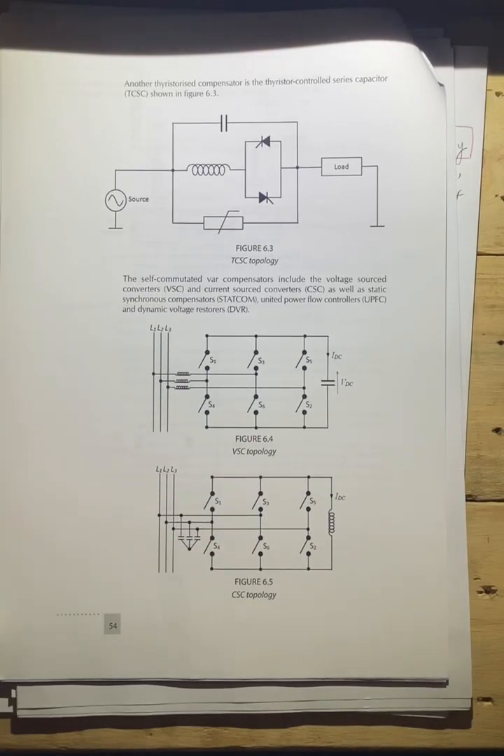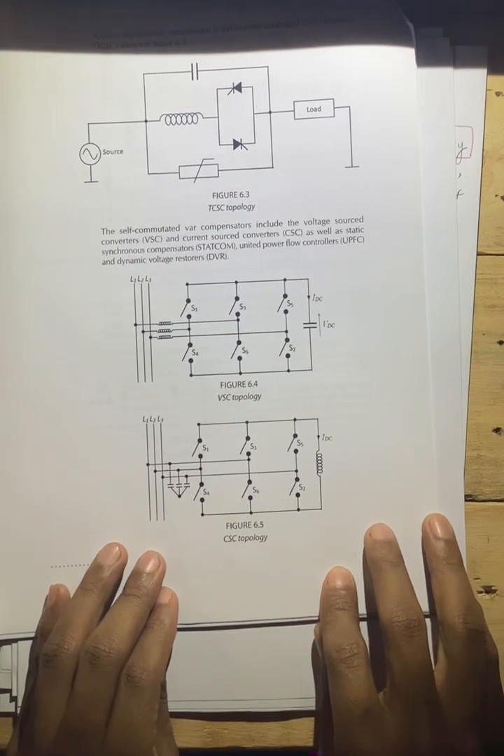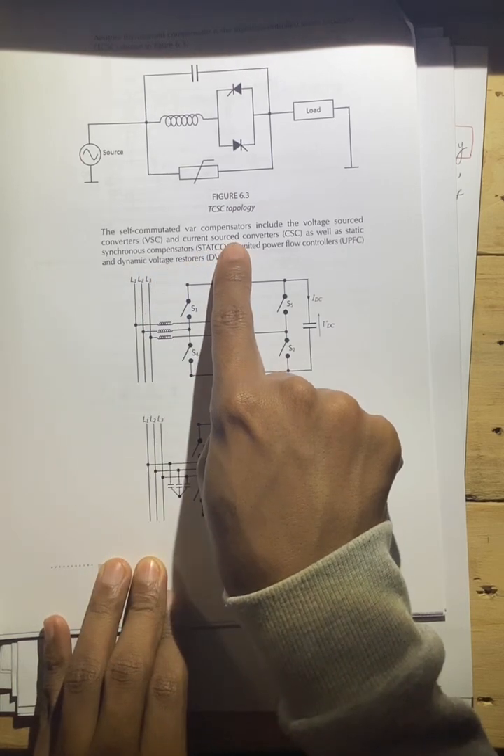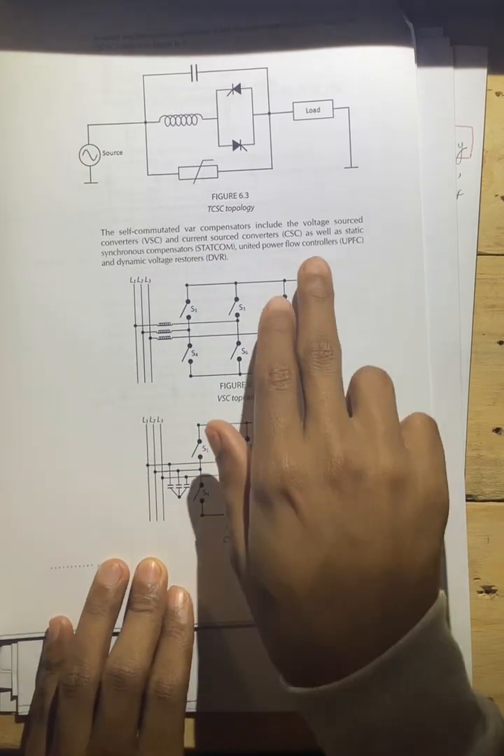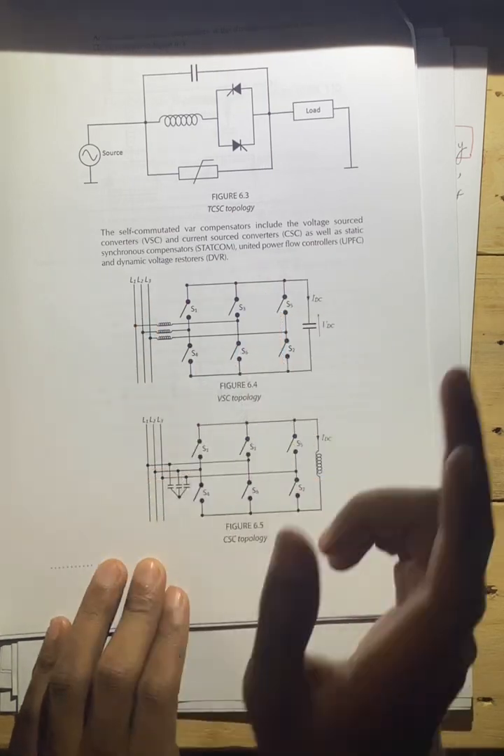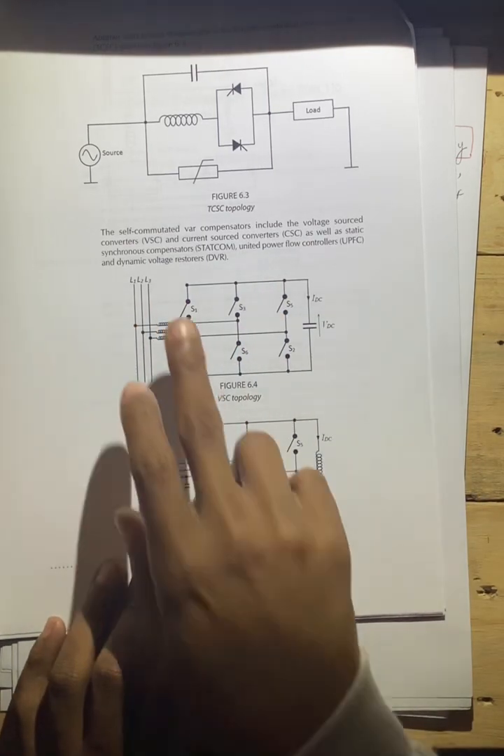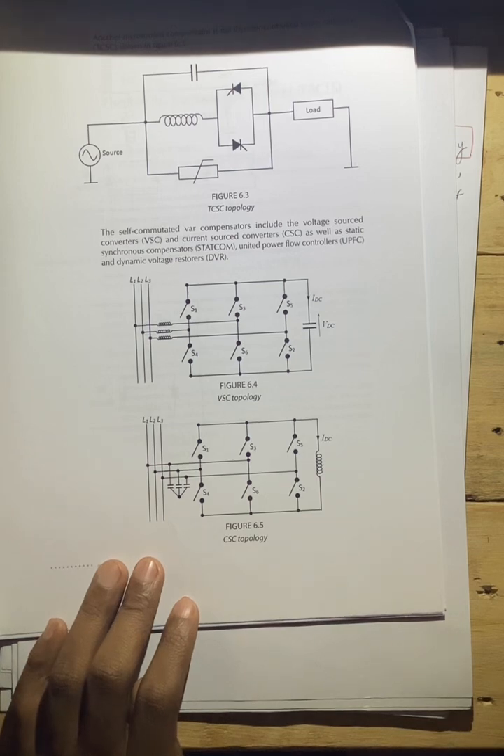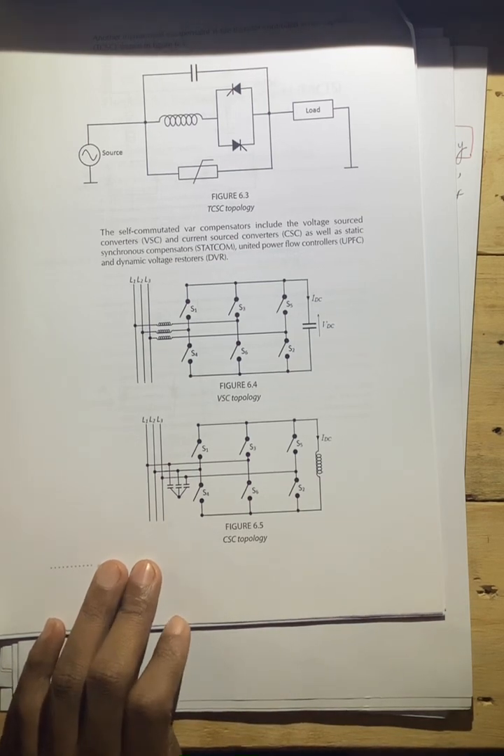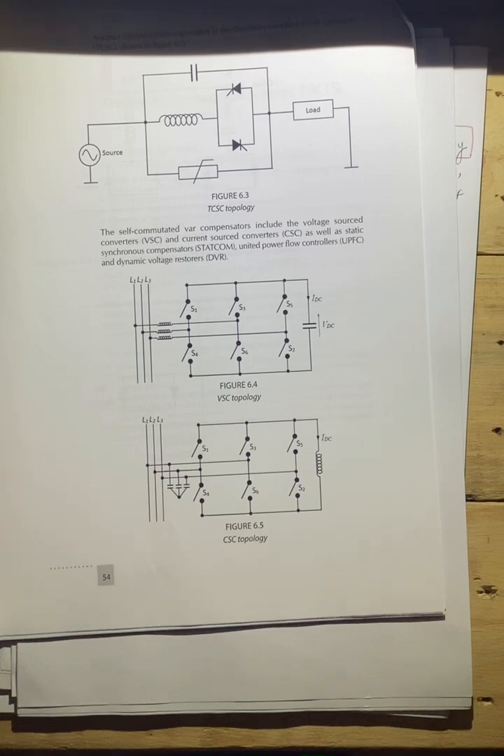Okay. We really have to delve into this, just so that we can properly touch on it. Over here, what we've discussed is the self-commutated VAR compensators. We've stated that it includes the VSC, which is your voltage source converters, and current source converters, your CSCs, as well as static synchronous compensators, which is your STATCOMs, unified power flow controllers, your UPFC, and dynamic voltage restorers.